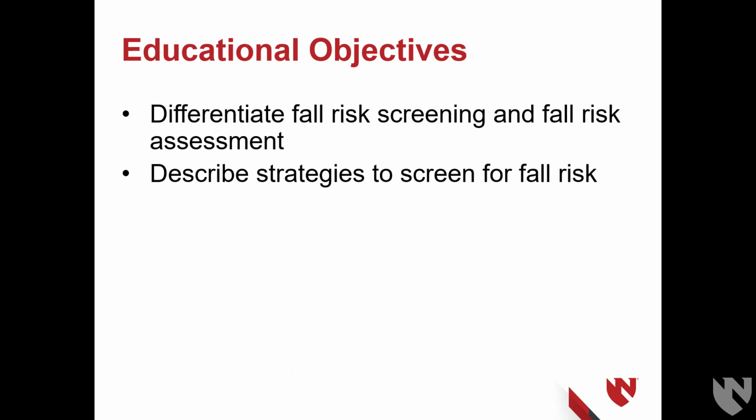The educational objectives for this recording are first, to differentiate fall risk screening and fall risk assessment, and second, to describe strategies to screen for fall risk.